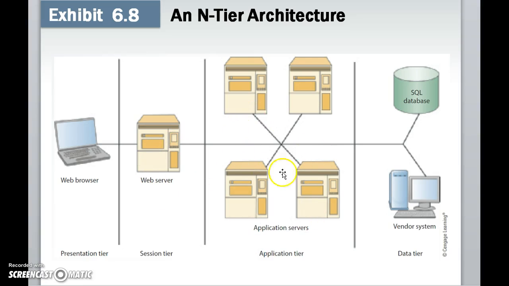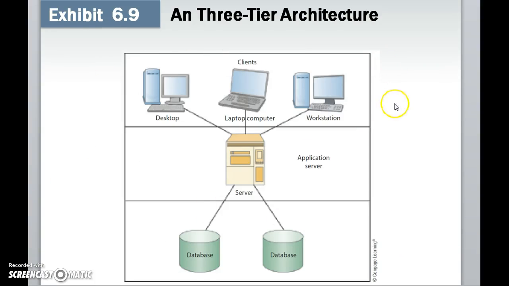So this is an example of the n-tier architecture, which consists of a presentation layer, which is the web browser, the session tier, which is the web server, the application tier, which is the application servers, and then we have the database part, the data tier, which includes the database. And in this diagram, you can see a three-tiered architecture, which deals with our client, the server, the application server, as well as the database. So this application server acts as a middle tier that runs between the data layer as well as the client.